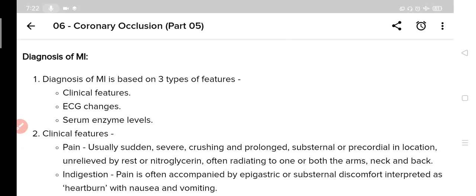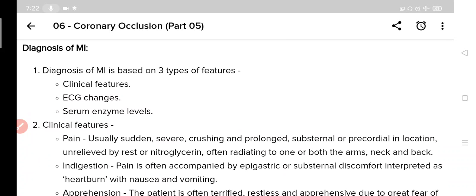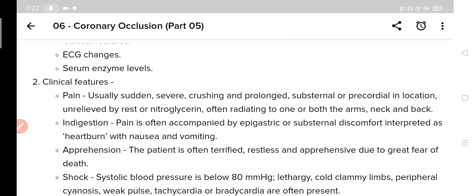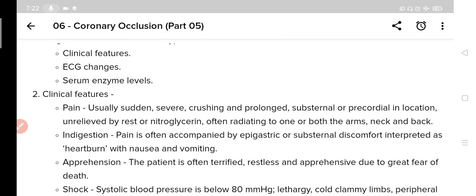Now coming to the diagnosis of myocardial infarction: how to diagnose a patient of myocardial infarction. This diagnosis is based on three types of features. First is clinical features, second is ECG changes, and third is serum enzyme levels. First of all, you will evaluate the patient based on clinical features, and if you suspect myocardial infarction, then you will ask for ECG changes and serum enzyme levels.